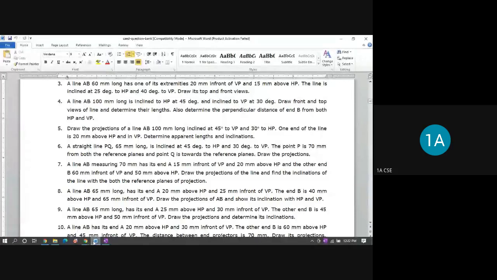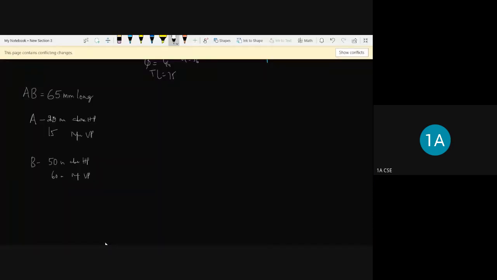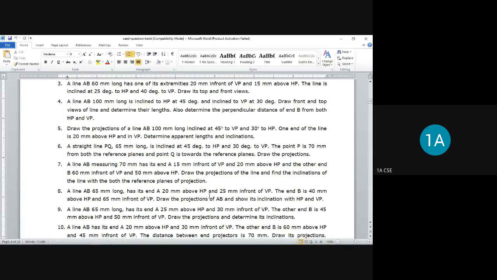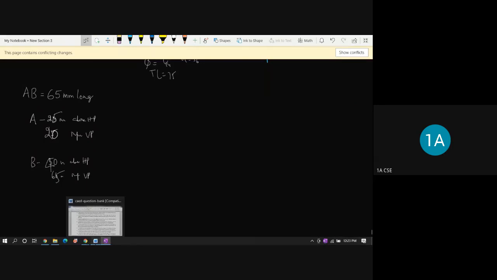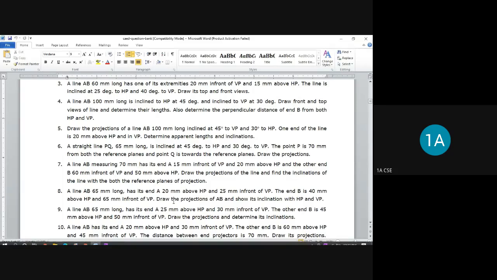We are taking the 8th problem. So this is 25 and this is going to be 20. And for B it is 40 and 65. So this is 40 and 65. And draw the projections of AB and show its inclination with HP and VP.